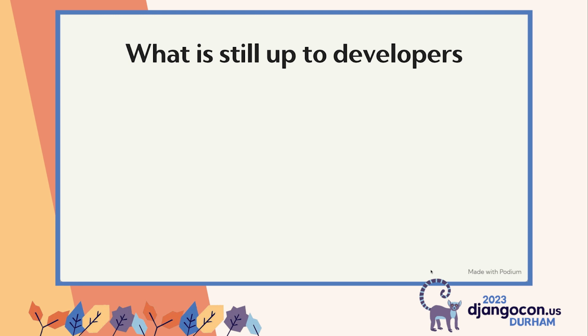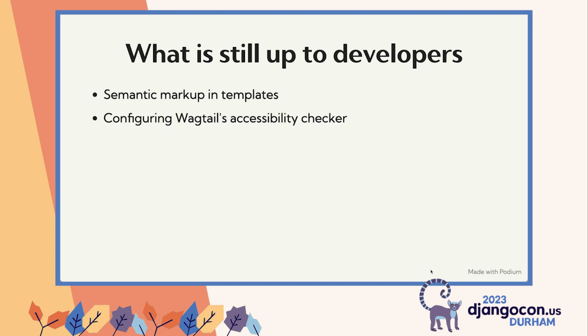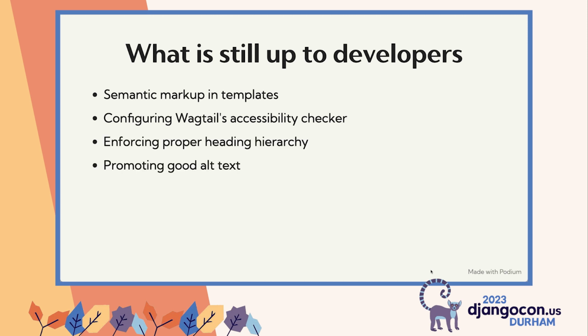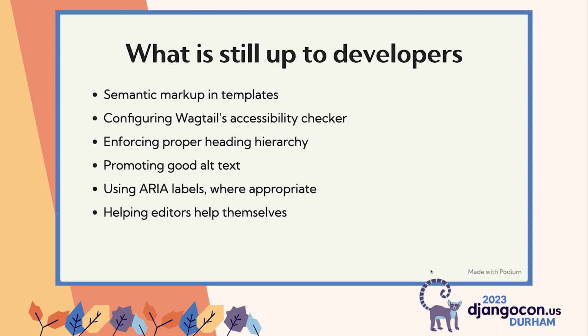So I'll quickly go through the list of topics that we're going to cover in the rest of the talk. Semantic markup in templates, configuring Wagtail's accessibility checker, enforcing proper heading hierarchy, promoting good alt text and not using it where it's not appropriate, using ARIA labels to add context to links, and helping editors help themselves.